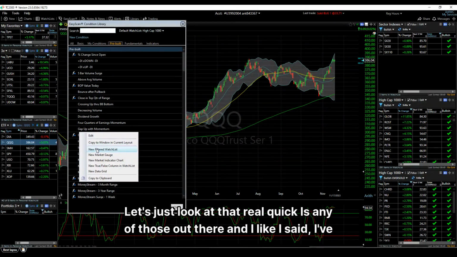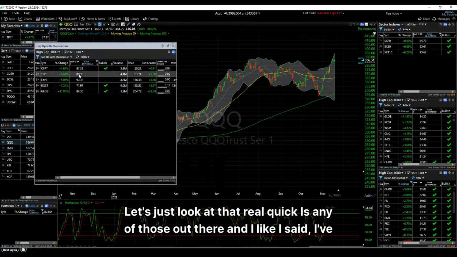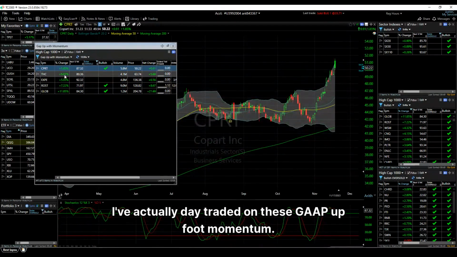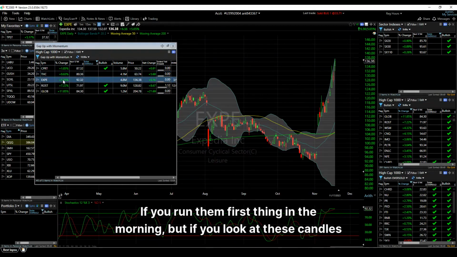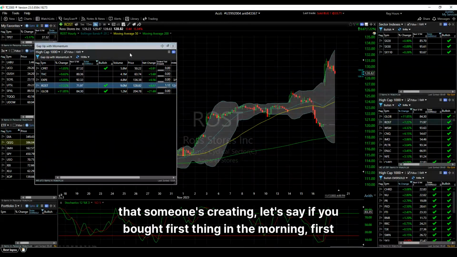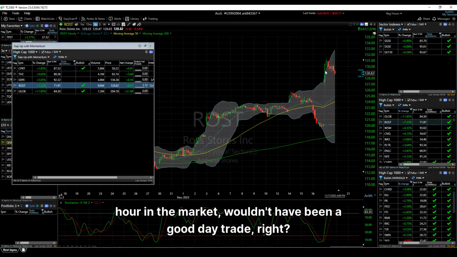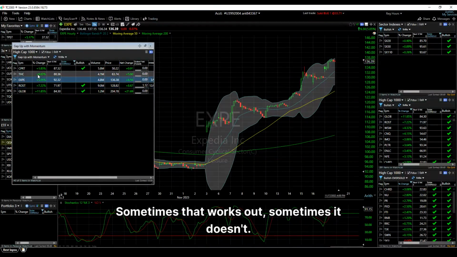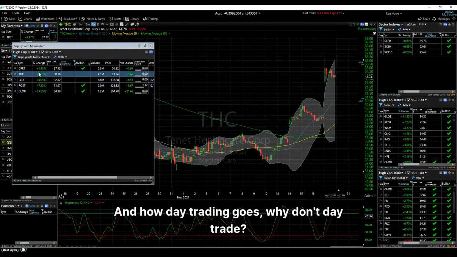Let's just look at that real quick, if there's any of those out there. And like I said, I've traded on these. I've actually day traded these gap up with momentum scans if you run them first thing in the morning. If you look at the candles that some of them are creating, let's say you bought first thing in the morning, the first hour in the market, it's been a good day trade, right? Sometimes that works out, sometimes it doesn't. Kind of how day trading goes.